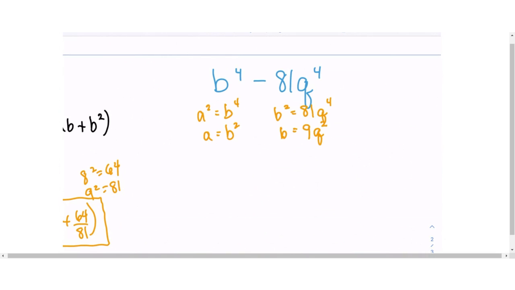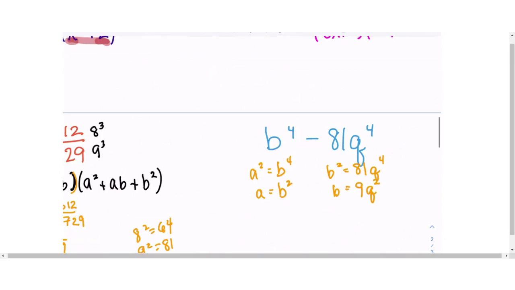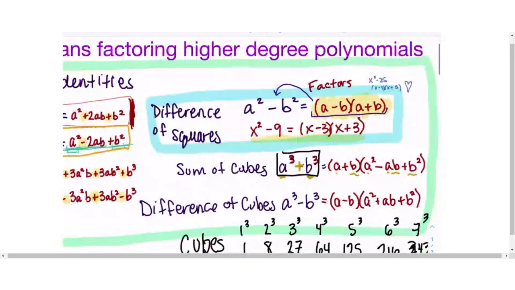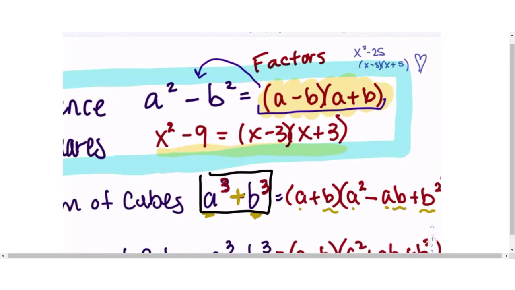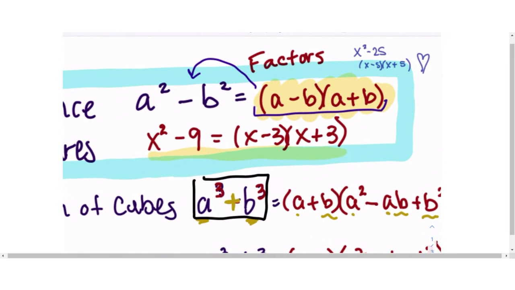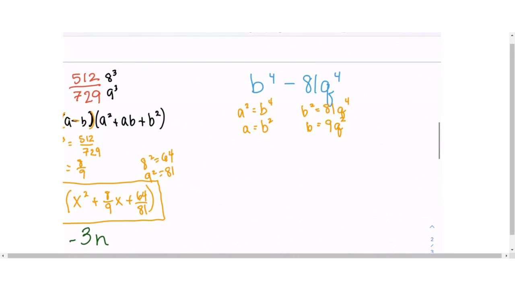I'm going to put it in that thing, like the difference of squares. Oh, right here. This is this one. The a subtract b and a plus b. So we're going to put it in that one. So we're going to put it into a subtract b multiplied by a plus b. So our a was b squared, and our regular b was 9 q squared. And then a again was b squared plus 9 q squared.